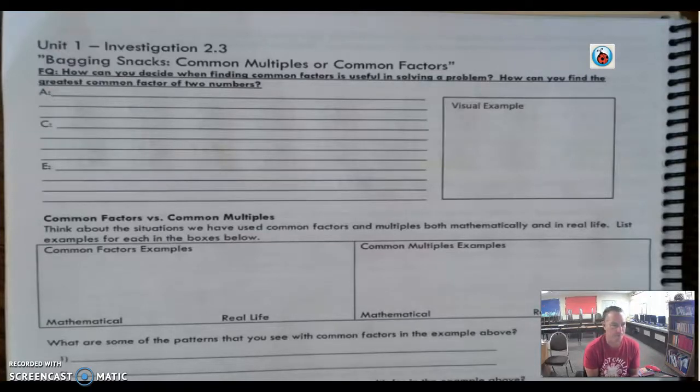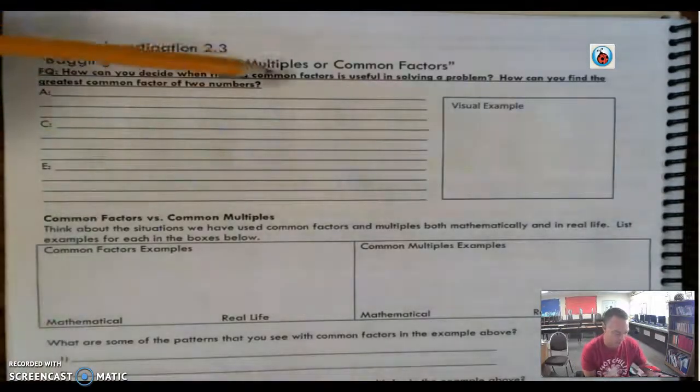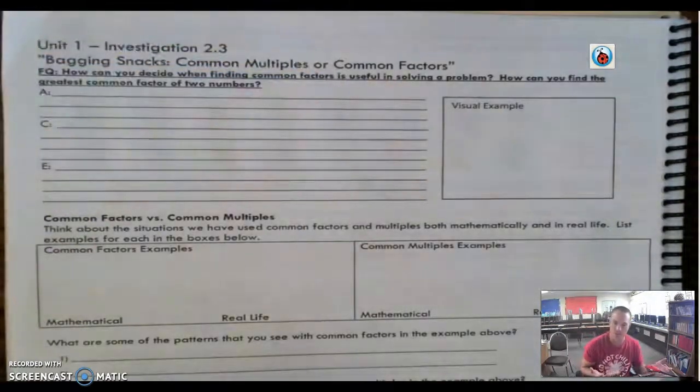And although you may not do bagging snacks currently in your life because you are a 6th grader, probably at some point you'll be putting snacks in a bag for somebody. So how can you decide when finding common factors is useful in solving a problem? And how can you find when using the greatest common factor of two numbers is how we solve a problem. So, common factors versus common multiples.